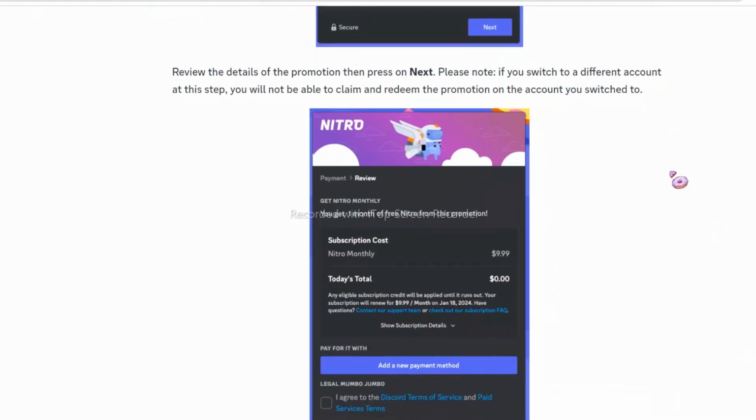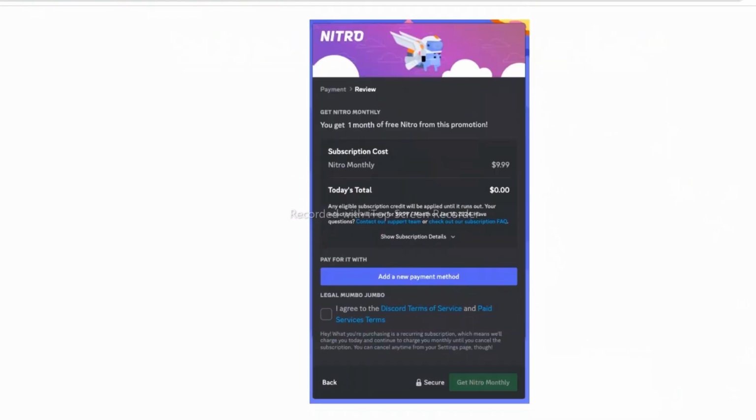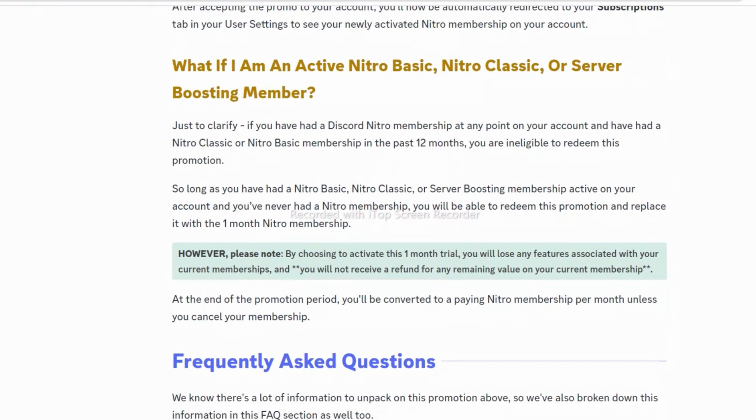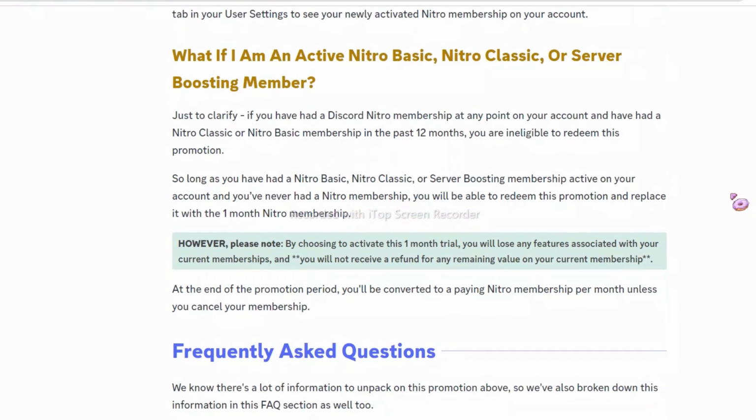That's all you need to know about getting your free month of Discord Nitro with Duolingo. So, what are you waiting for? Start learning a new language and upgrade your Discord experience at the same time.